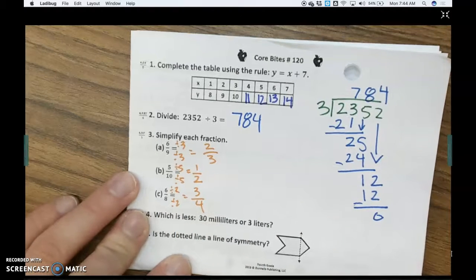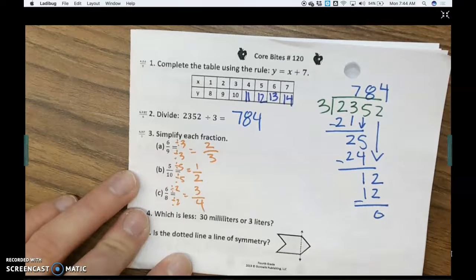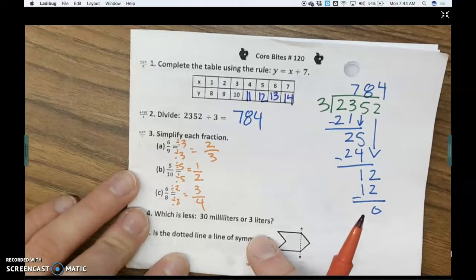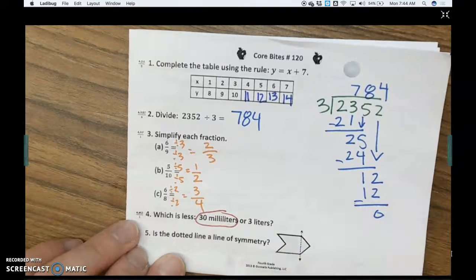And then for the next one, which is less, 30 milliliters or 3 liters? If you remember, the other day we did some work with this, and we said that 1,000 milliliters equals a liter, right? So we said that the milliliters, if you only have 30, that would be a lot less.